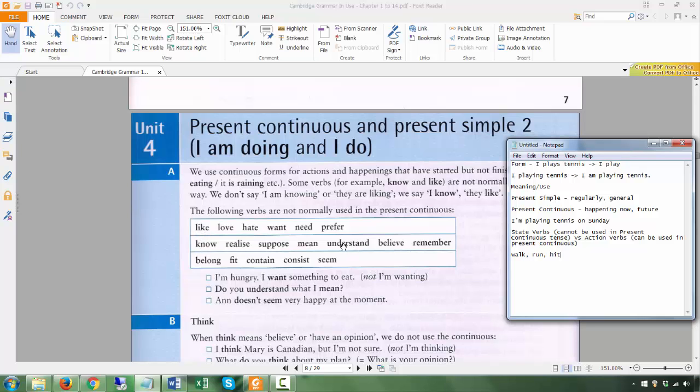You don't understand and then you stop understanding. That's why these are all states. Okay, it doesn't start and stop. The action or the verb doesn't start and stop. When you like, you continue to like.